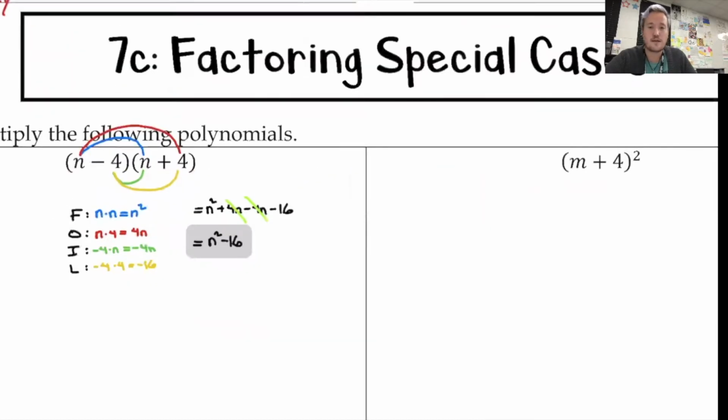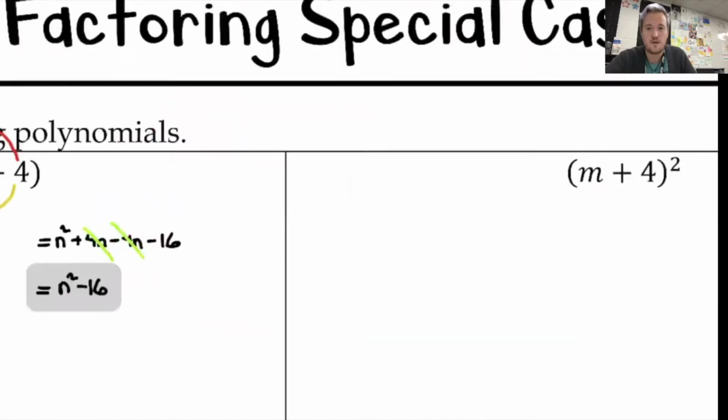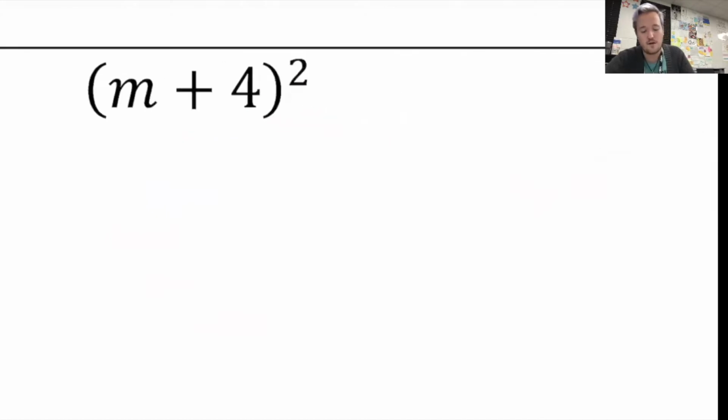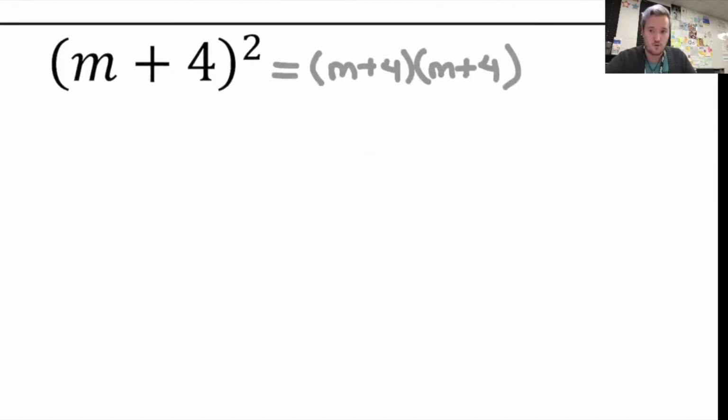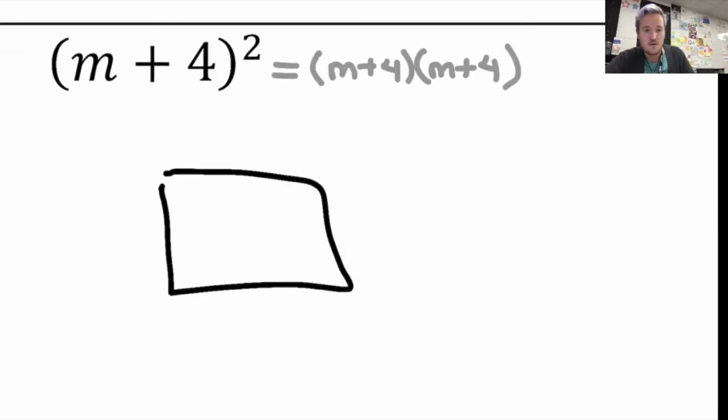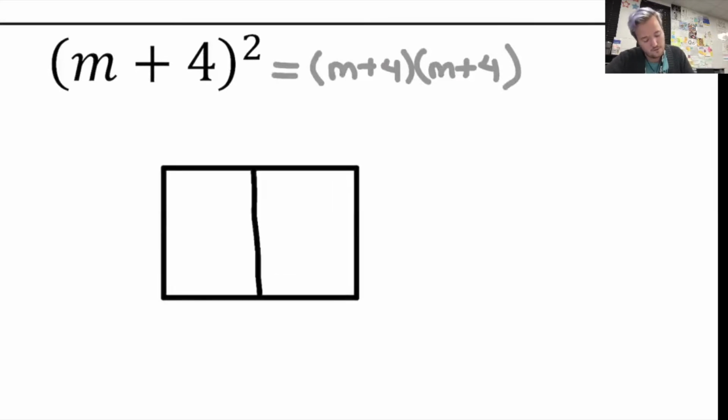Now our second problem over here, we have n plus 4 squared. Just to remind everyone, when you square something, I'm going to write out n plus 4 twice. So this is the same as doing m plus 4 times m plus 4. From here, you can do FOIL or the box method. I'll do the box method on this one, so everyone can see their preferred method.